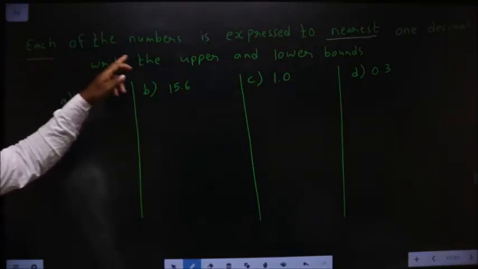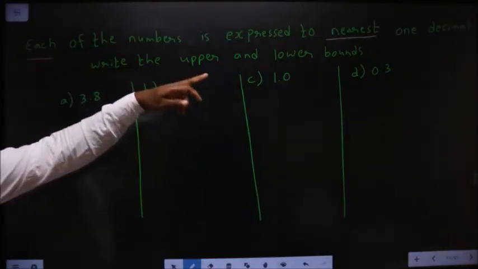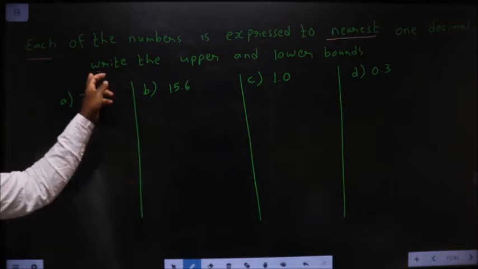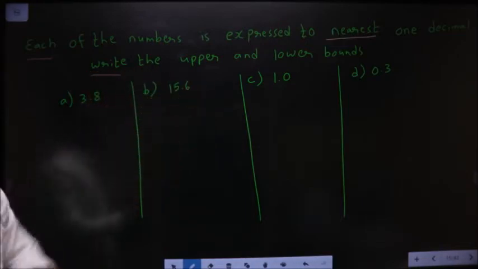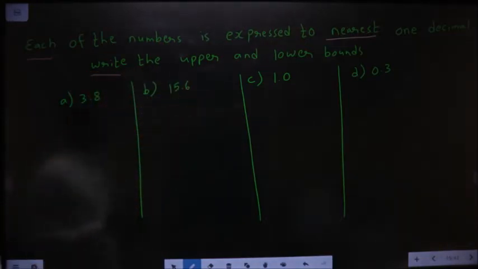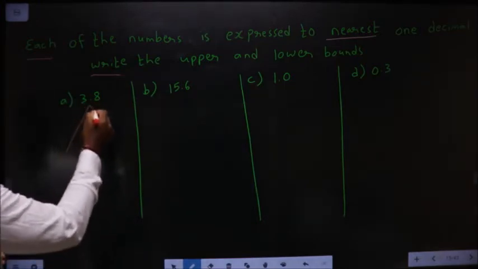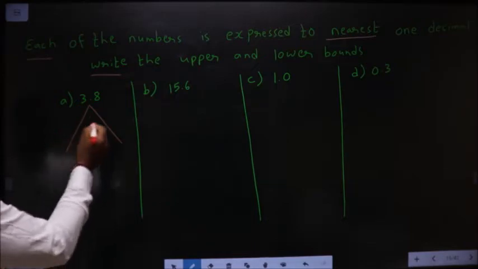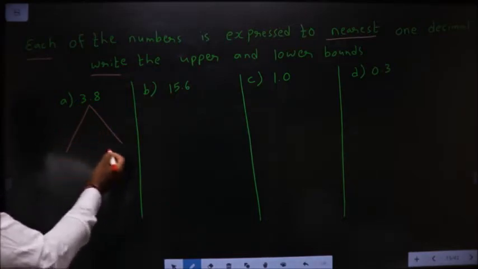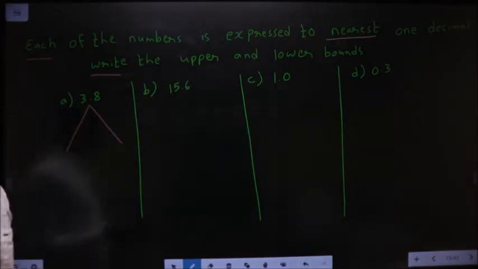Each of the numbers is expressed to the nearest one decimal. Write the upper and lower bounds. So the first number is 3.8. Now, what should I subtract and add to get the lower and upper bound? How do we decide that?